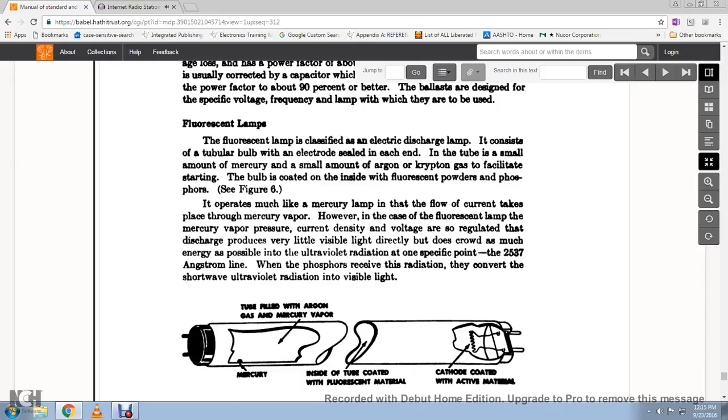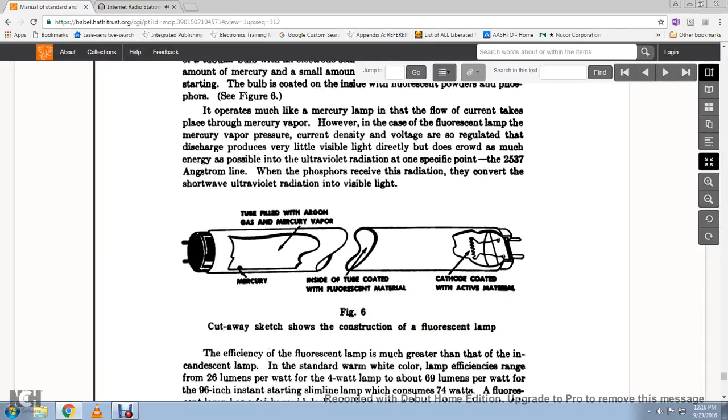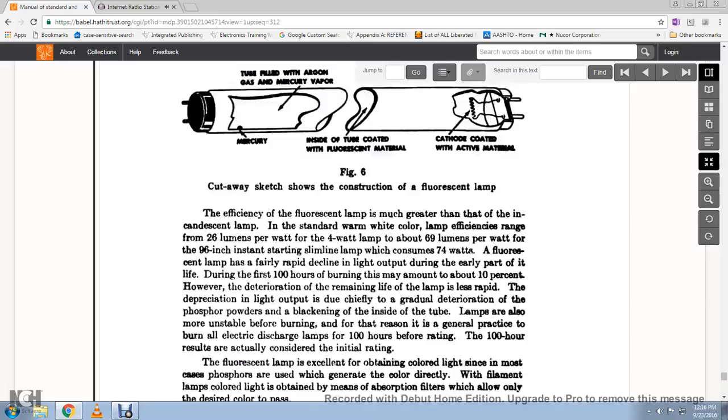Very little visible light is produced directly. The discharge is designed to crowd as much energy as possible into ultraviolet radiation of one specific point, the 2537 angstrom line. The phosphor receiving the radiation converts the short wave ultraviolet radiation into visible light. Figure 6 is a cutaway sketch showing the construction of a fluorescent lamp: a tube filled with argon gas and mercury vapor, the inside coated with fluorescent material, and a cathode coated with active material.